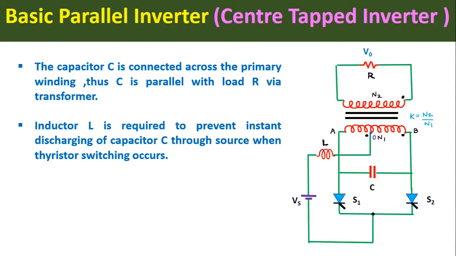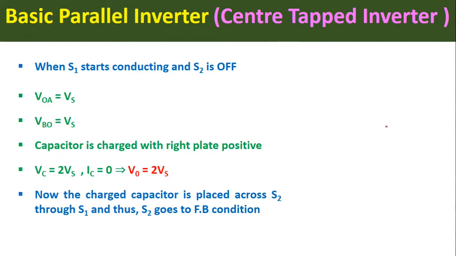Here we are also using an inductor L. This inductor L is required to prevent the instant discharging of this capacitor C through the source when thyristor switching occurs. Now we will understand the working of this basic parallel inverter.